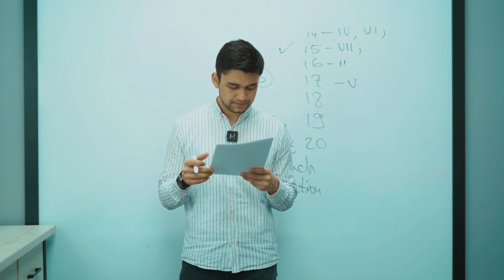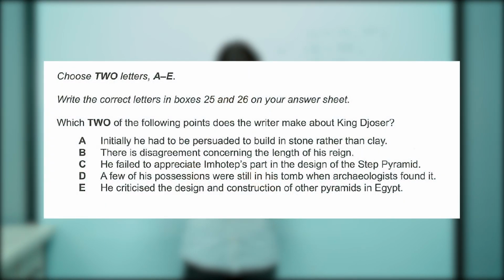25 to 26. B is taken. He failed to appreciate Imhotep's part. No. A few of his possessions were still. No. He criticized. Nothing about criticizing the design here. Well, we've done A, B, C, and D.